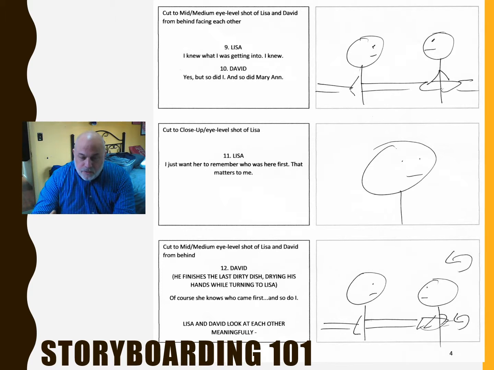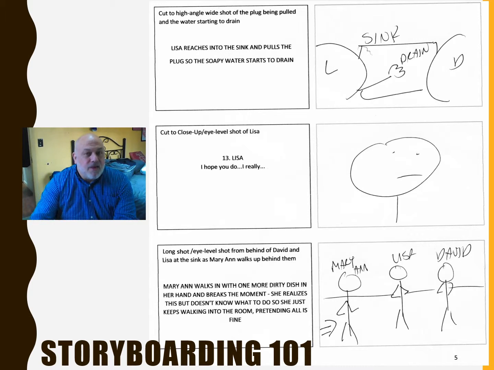We go back to another 2 shot, and David and Lisa are talking. He's drying the dish. He turns to Lisa to reassure her, makes a full turn. That's why the little arrow is there. So they can have a moment. They can look at each other meaningfully, and he says, "Of course she knows who came first, so do I." So cementing them.